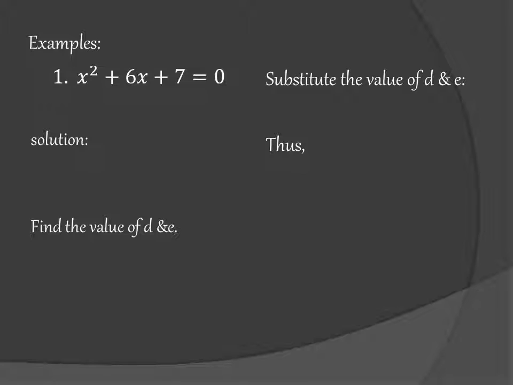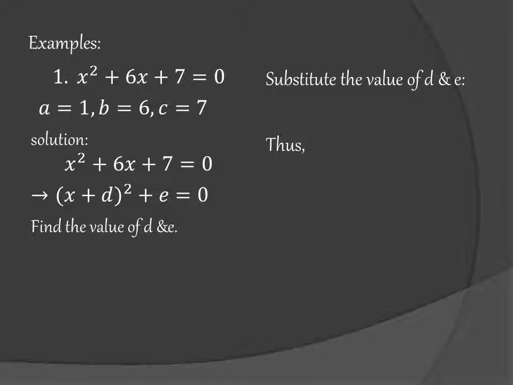For example, complete the square of the following equations. First, x squared plus 6x plus 7 equals 0, where a equals 1, b equals 6, and c equals 7. So for the solution, we must transform x squared plus 6x plus 7 into quantity of x plus d squared plus e. But we must find the value of d and e first.